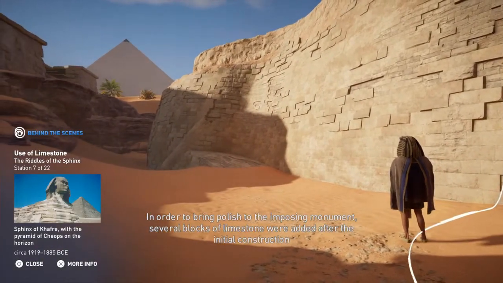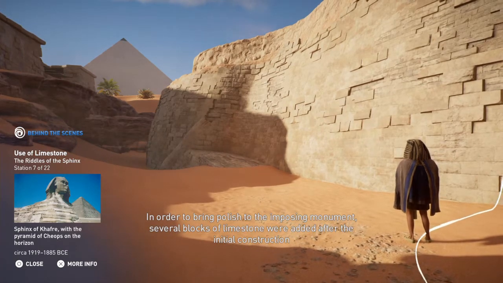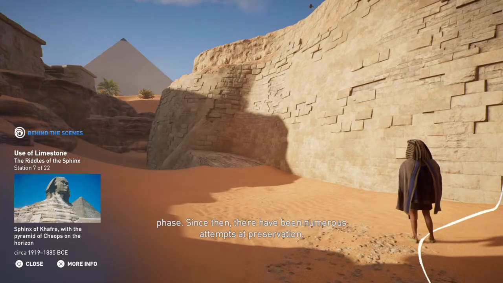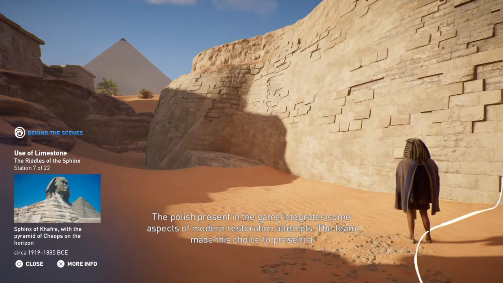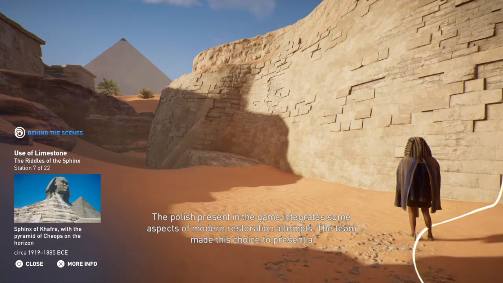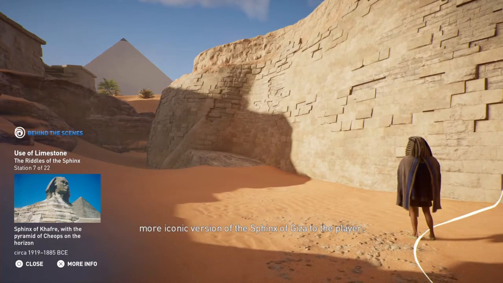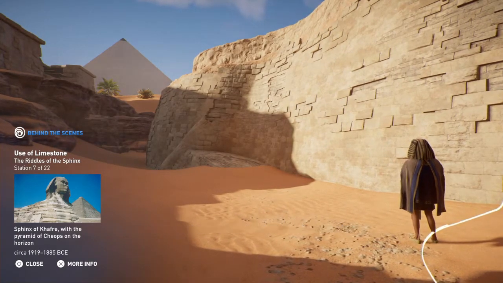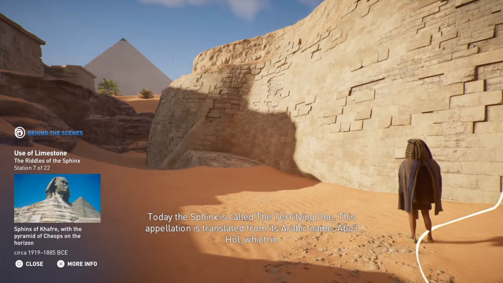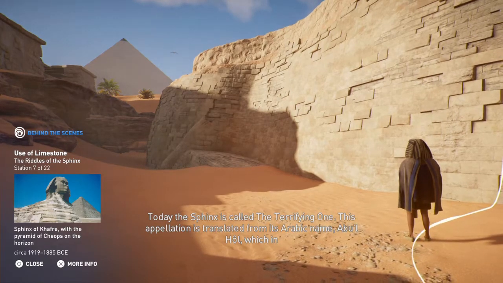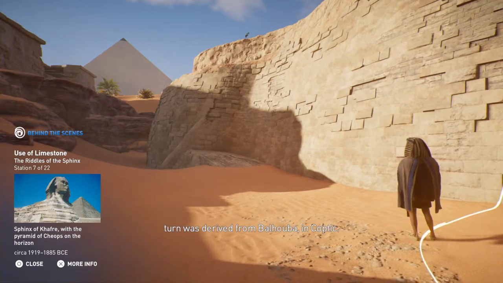In order to bring polish to the imposing monument, several blocks of limestone were added after the initial construction phase. Since then, there have been numerous attempts at preservation. The polish present in the game integrates some aspects of modern restoration attempts. The team made this choice to present a more iconic version of the Sphinx of Giza to the player. Today, the Sphinx is called the Terrifying One. This appellation is translated from its Arabic name, Abu al-Hol, which in turn was derived from Baluba in Coptic.